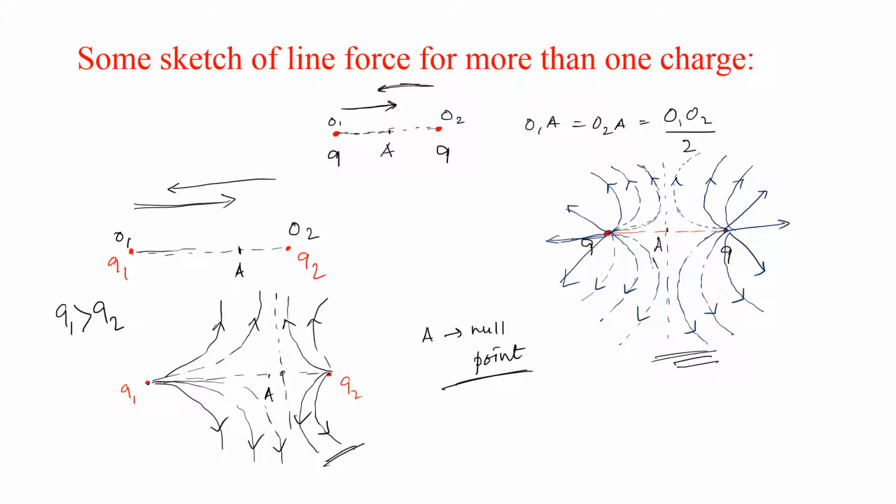Here the lines of force are away from the charge, because the charge is positive, and if the charge were negative, then the direction of the line of force would be towards the charge. Now what happens if the charges are oppositely directed?